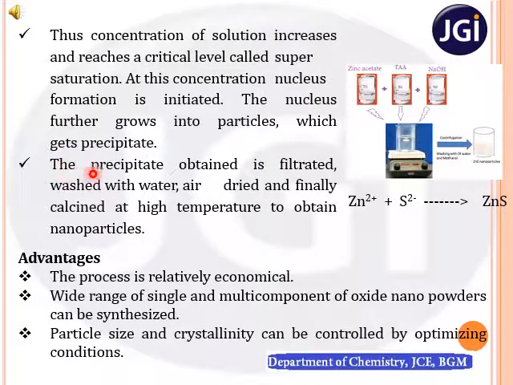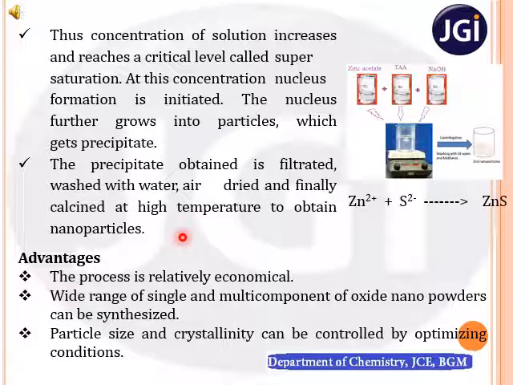The precipitate obtained is then either filtered or centrifuged, then washed with water and dried, and finally calcined at high temperature to obtain nanoparticles. Generally, in this technique, to separate the solid from the solution, the centrifugation technique is more predominantly adopted, because in filtration, the nanoparticles obtained by this method clog the filter membrane. So that is why the centrifugation technique is adopted to separate the precipitate from the solution.